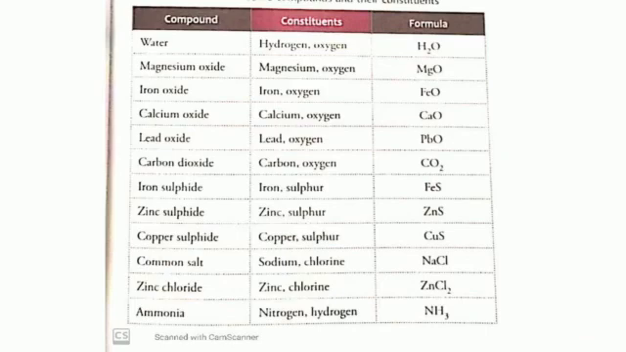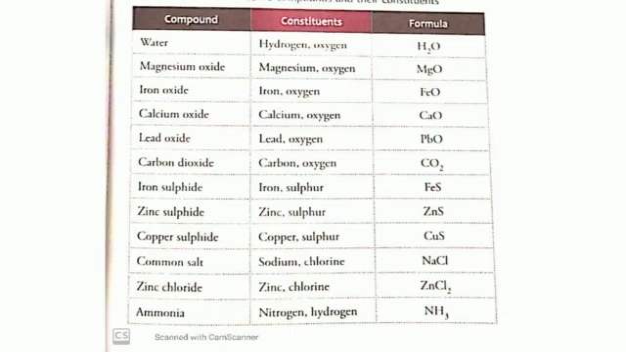Water is already explained. The next one given here is magnesium oxide. The constituents of magnesium oxide are magnesium and oxygen, and the formula is MgO. Now when it is M capital and g small, this is the symbol of magnesium, and O capital shows this is the symbol of oxygen.